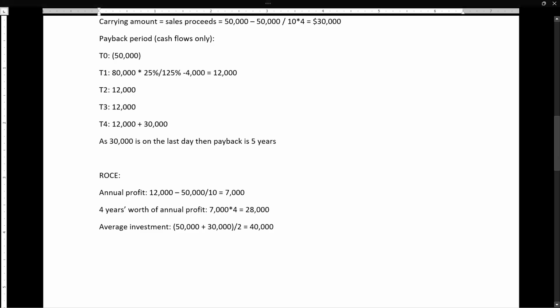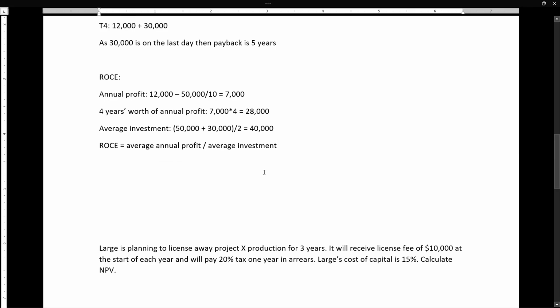Now, what do we do next? Return on capital employed can be calculated as average annual profit divided by either initial investment or average investment. And we do know that if there is an elephant in the room, it has to be talked about. So if we have an investment at the start and at the end of the year, it is expected that we calculate average investment, unless anything other than that is taught to us. What would be the average annual profit? Well, it actually equals our annual profit. That is 7,000.